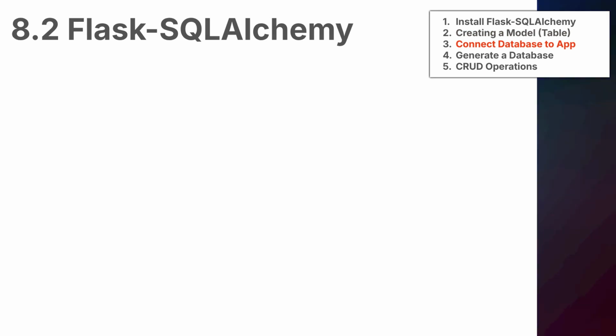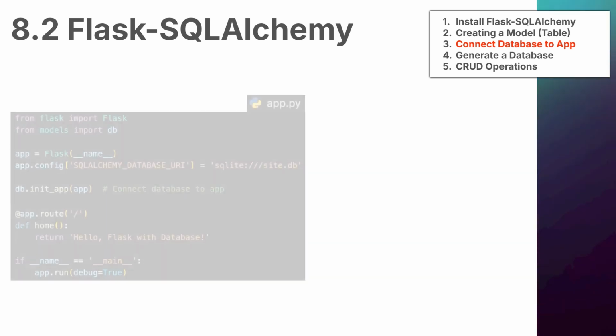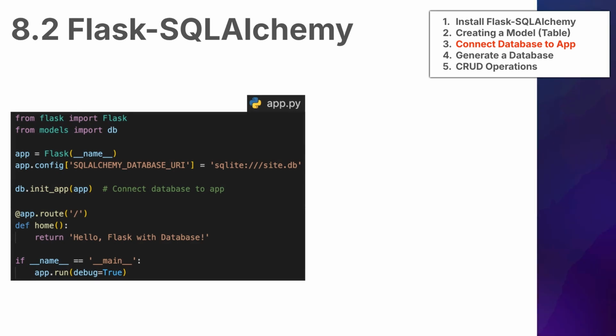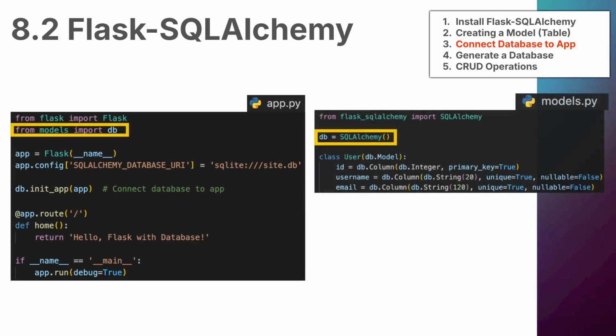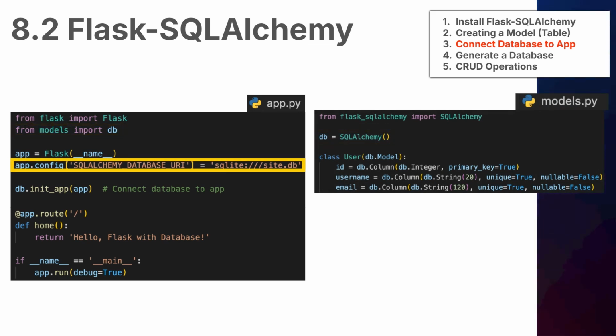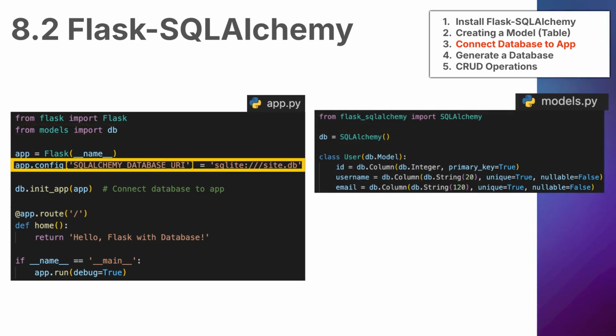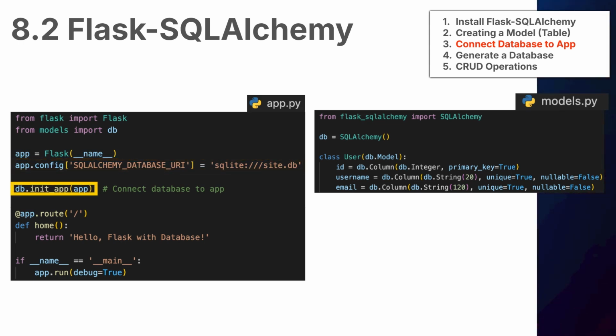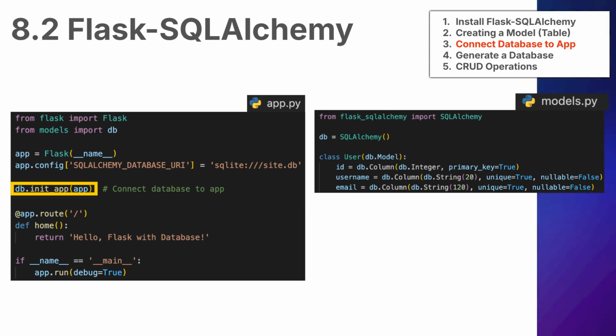3. Connect database to app. Open your main Python file and write this code. First, import Flask so you can create the web application, and also import the db object from the models Python file. This part means use SQLite and save the database file as site.db in your project folder. Then it initializes the database with the Flask app. This connects the db object from the models Python file to the app instance.